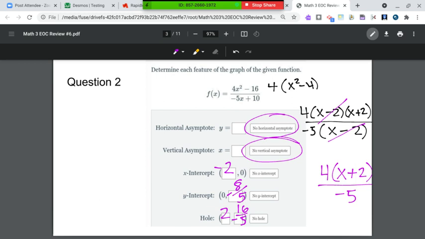Can you just put it into Desmos and find the x and y-intercept? You absolutely can. The only thing is, if something is a hole there, you just want to make sure you click on it to ensure it's not undefined at that spot.